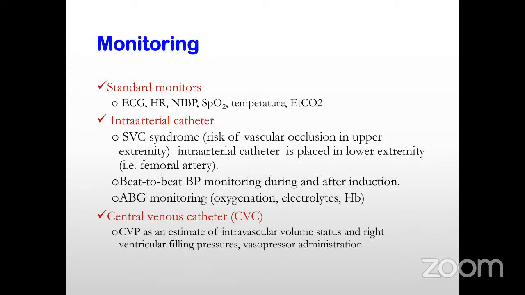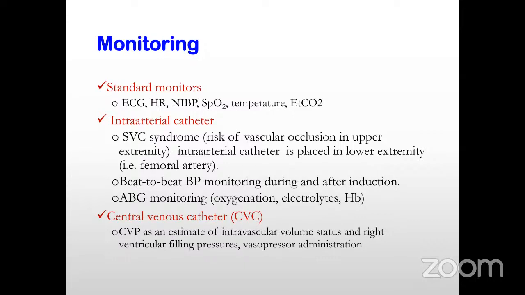With regards to the monitors, apart from the standard monitors, these patients would require beat-to-beat BP monitoring, and hence it requires the placement of an arterial catheter in these patients. Probably you will also require ABG, so that's the most important. With the central venous catheter, the measurement of CVPs is not a very good option, but the trends can be seen in these patients.